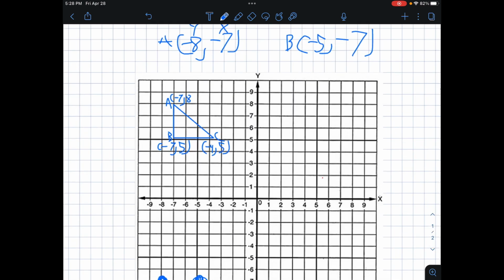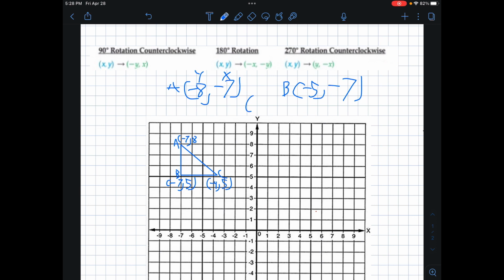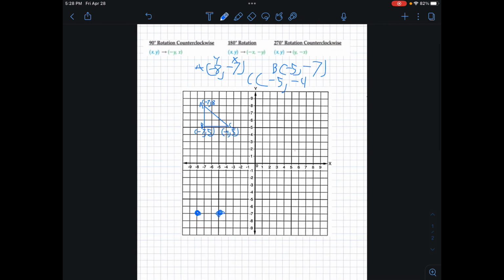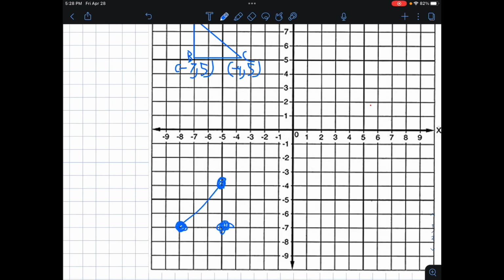Lastly, we have negative 4 and 5 for C. So negative 4 and 5, which now becomes 5, negative 4. And negative 5, negative 4. Ugh, I'm starting to lose it with all these negatives. Negative 5, negative 4 is right here. Fill in the blanks and there's your triangle.